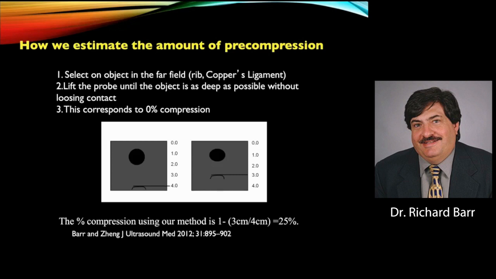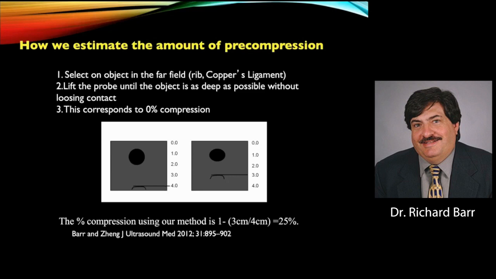So what we do is we look at the rib, and the image on the right shows that the rib is at 3 centimeters in depth. Then I start lifting up the probe, and as I lift up the probe, I can see the rib fall down now to 4 centimeters. If I would lift the probe up any more, I would lose contact.